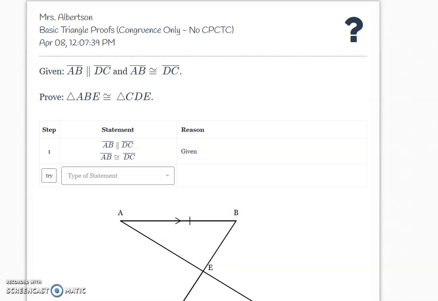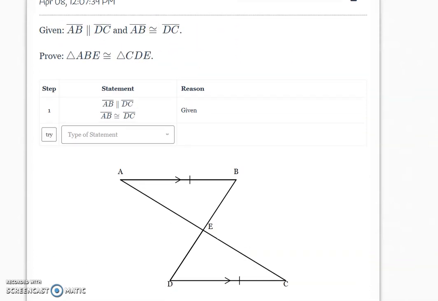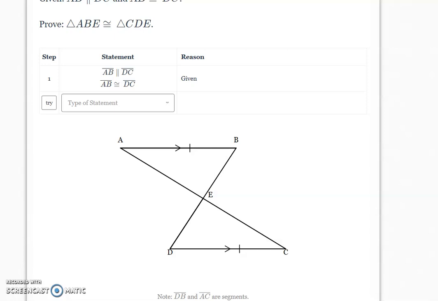I'm going to walk you through a few problems on DeltaMath of writing proofs for congruent triangles. So this is just basic triangle proofs. To start, we have our given information, so that's the information that we know is true. We also have a picture down here.